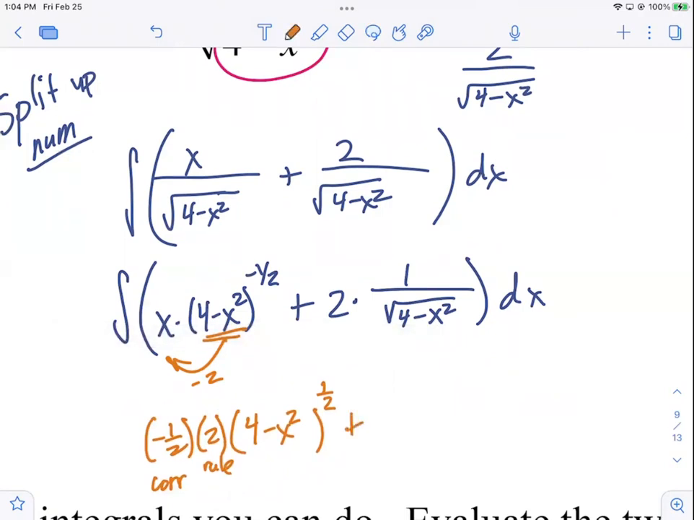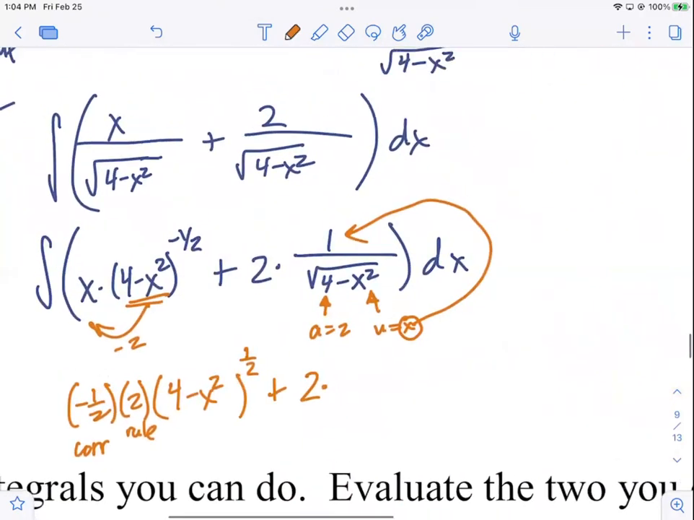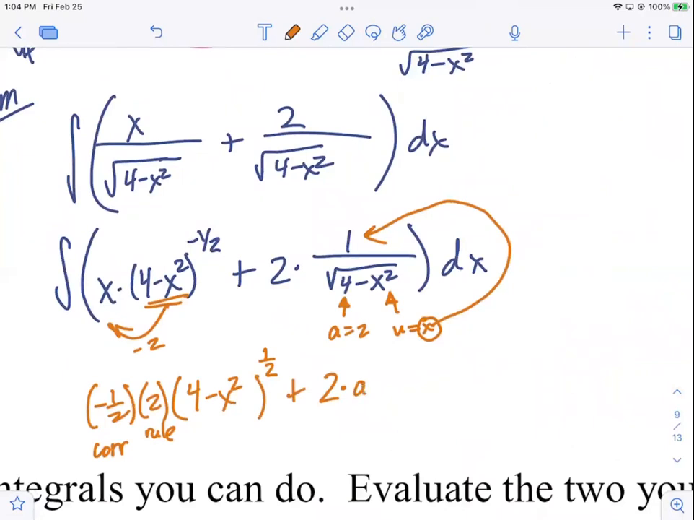The second one, the 2 goes along for the ride. This is a squared, so a is 2. This is u squared, so u is x. What's the derivative of x? 1. Are we off by anything? No. So it goes straight to the arc sine. Does arc sine have a 1/a in front? No, arc sine is the only one without a 1/a. There's no correction to make. There's a rider of 2. So we go straight to arc sine of u/a, which is x/2 plus c. And there you go.